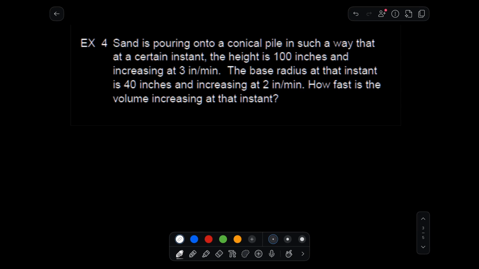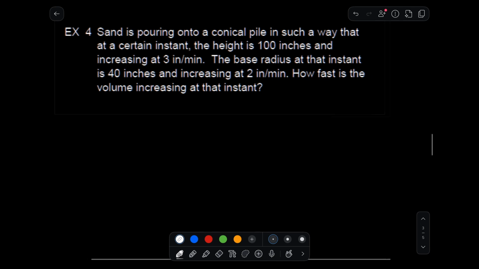For this example, we have sand pouring onto a conical pile in such a way that at a certain instant the height is 100 inches. It is increasing at 3 inches per minute. The base radius at that instant is 40 inches and increasing at 2 inches per minute.